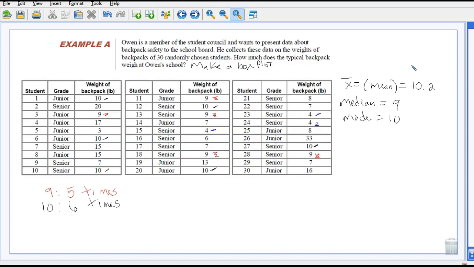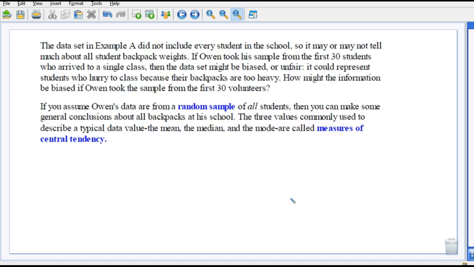And if you go back to here, look at the grades from every single student. Juniors, seniors, juniors and seniors, juniors and seniors. Did he really accurately represent the entire school if it's only juniors and seniors? Well, if there are freshmen and sophomores in his school, those people have not been represented at all in this data set. So it's probably not a very good sample.